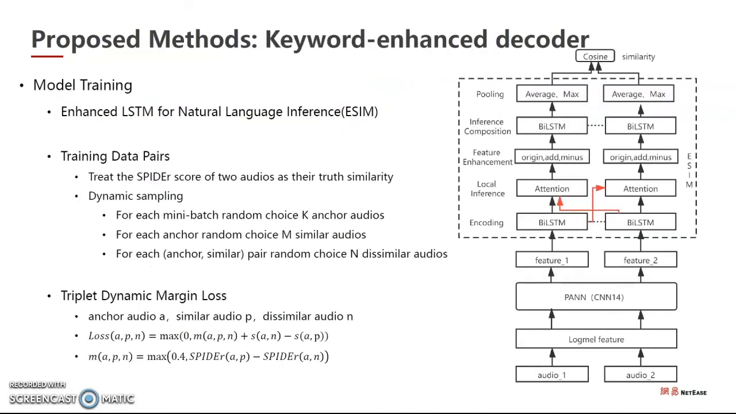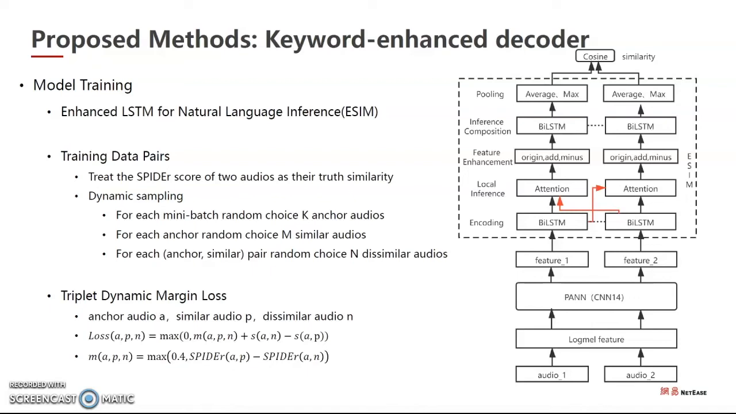In addition to similarity of tag level, we also try to use a keyword-enhanced decoder to introduce caption level similarity. With the enhanced LSTM for natural language inference, ESIM, we designed the network as shown on the right. It uses PANNs as an audio encoder and gets a 2048 dimension feature sequence. Then, we treat each audio feature sequence as the word embedding sequence, and the similarity between 2 audio is calculated with the ESIM network.